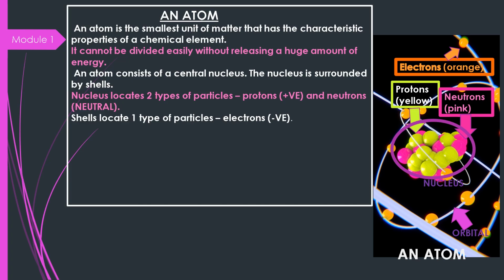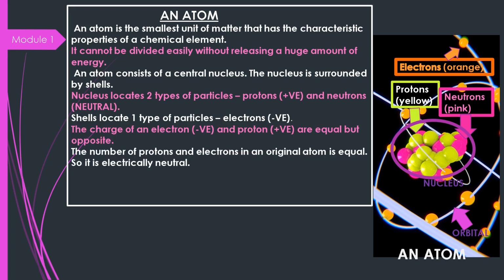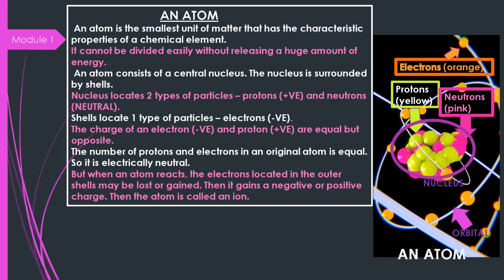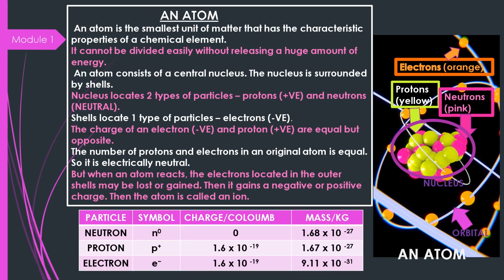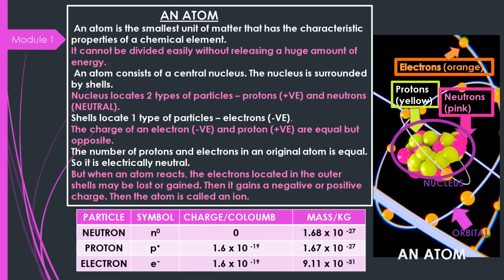The charge of an electron is always equal to the charge of a proton, and the number of protons and electrons in any normal atom is equal. So the atom is said to be electrically neutral. But when an atom reacts, the electrons located in the outer shells may be lost or gained. Then it gains a negative charge or a positive charge. Such an atom which has either lost or gained an electron and is charged is called an ion.